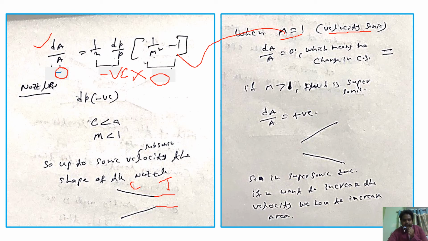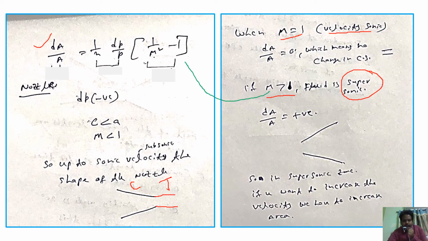If the Mach number is greater than 1, in that case the velocity is supersonic. If you substitute this value in this equation, if the Mach number is greater than 1, it would be negative.